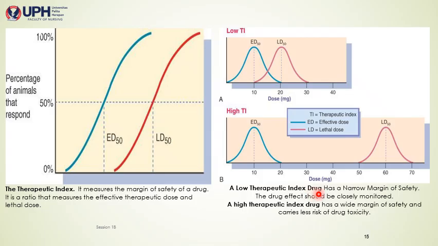If a drug with a low therapeutic index has a narrow margin of safety, then the drug should be closely monitored. For example, 10 milligrams is effective, but when it's 20, it's lethal. So that is why it needs to be closely monitored. But with the high therapeutic index, 10 milligrams is okay, 20 milligrams is still within the therapeutic index, but when we have 60 milligrams, it's lethal. So we have less risk of causing toxicity in our patient.